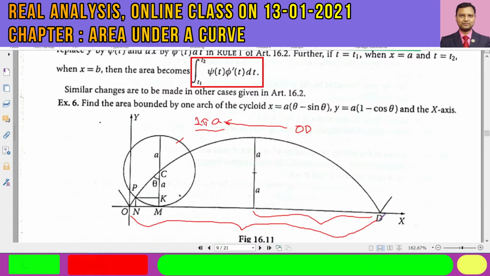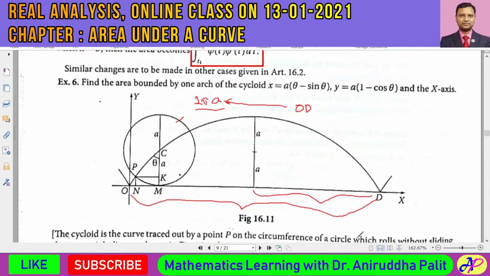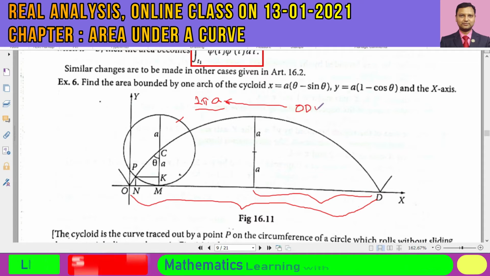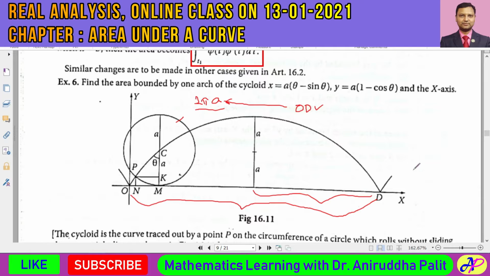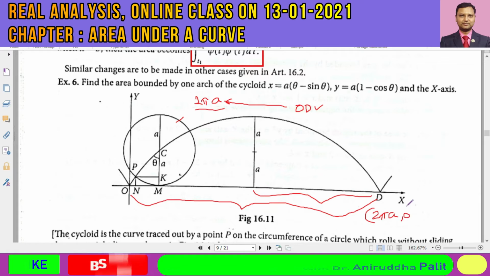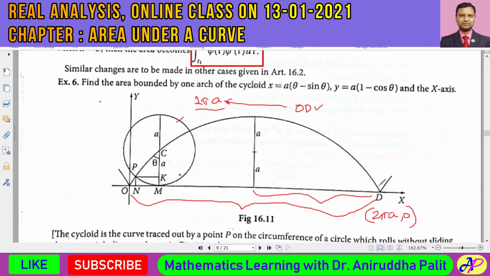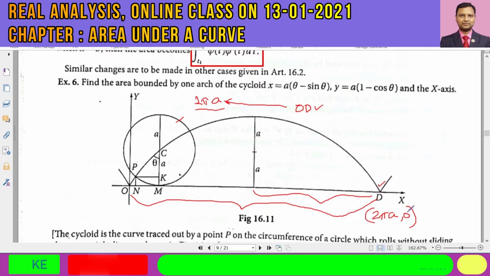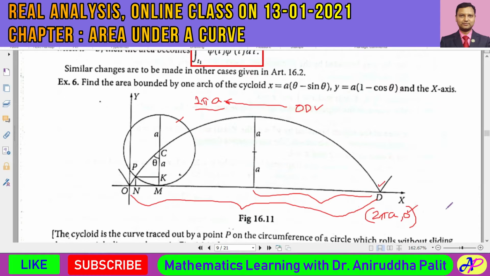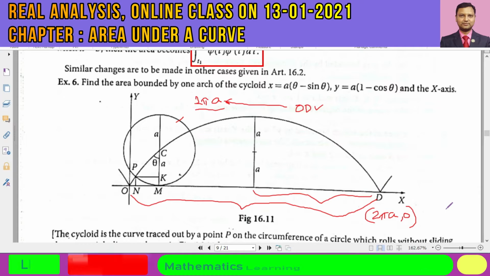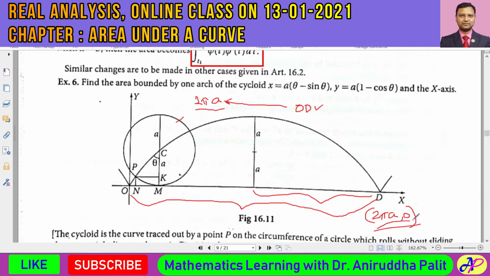Got it? So we can say that, because this much distance, this OD, is equal to twice pi a, therefore the x coordinate of the point D must be twice pi a, comma 0. We know that the y coordinate of any point lying on the x-axis is always equal to 0. Got it? So these would be the coordinates of the point D.